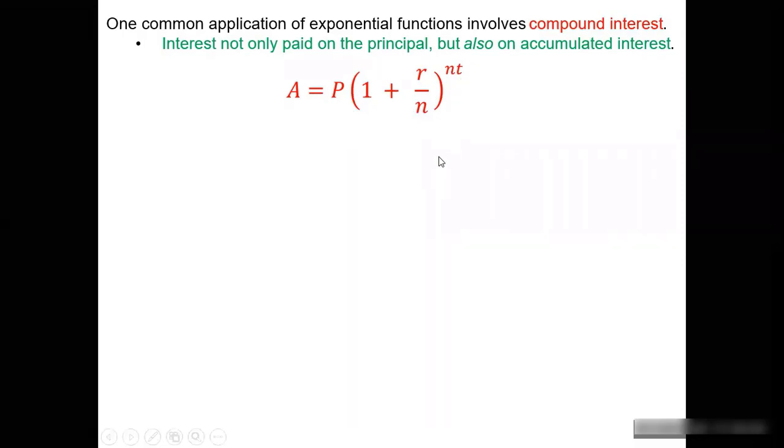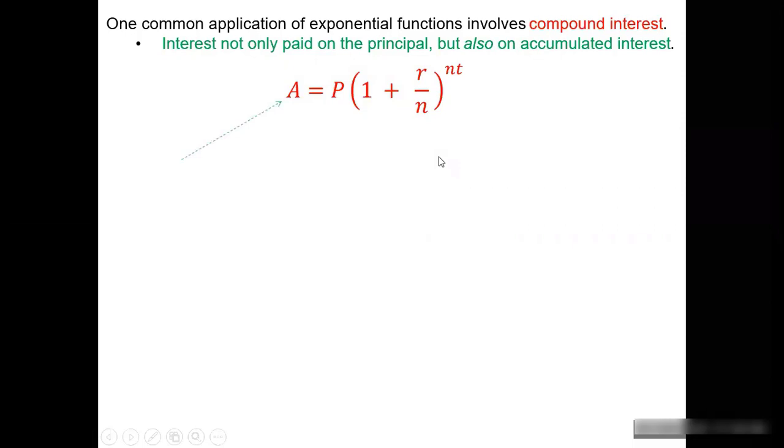So each of these quantities stands for a certain amount or a certain quantity. A stands for the account balance. So at any moment in time, maybe 3 years after you've put some money in, this is the account balance currently. You take a look at P, P stands for principal. The principal is the original amount that you invested or the original amount that you deposited.